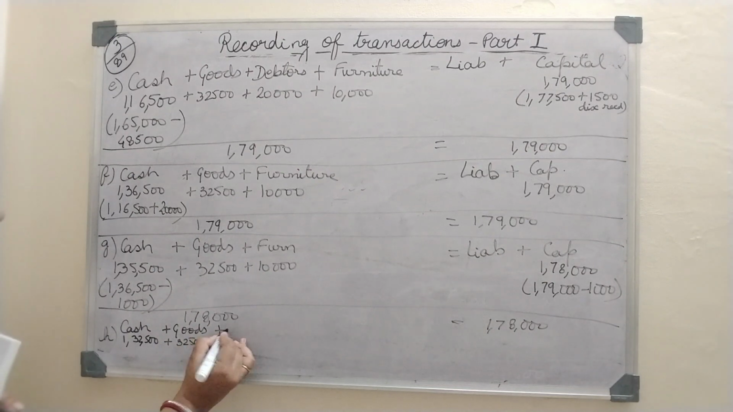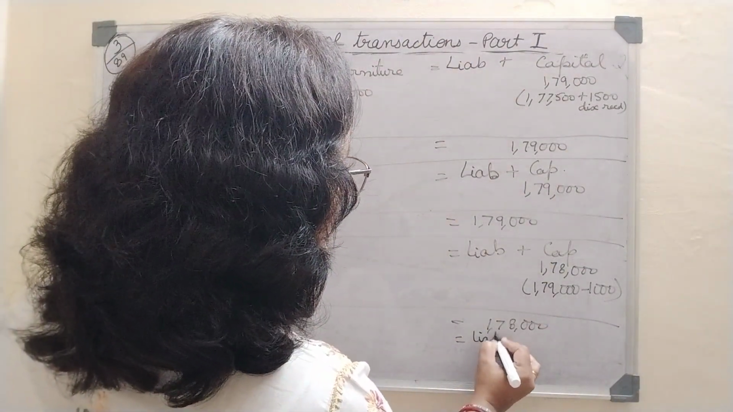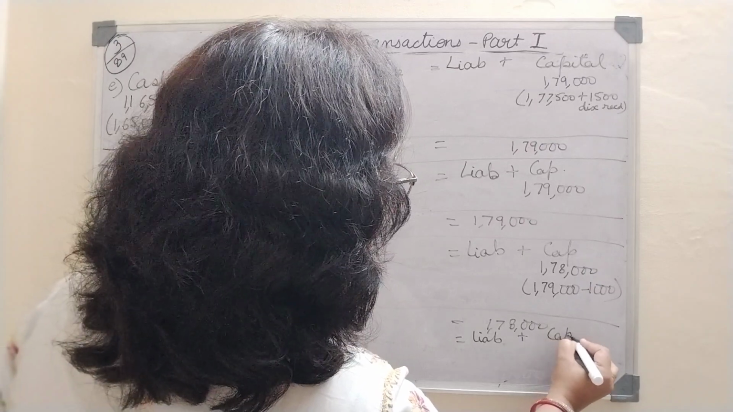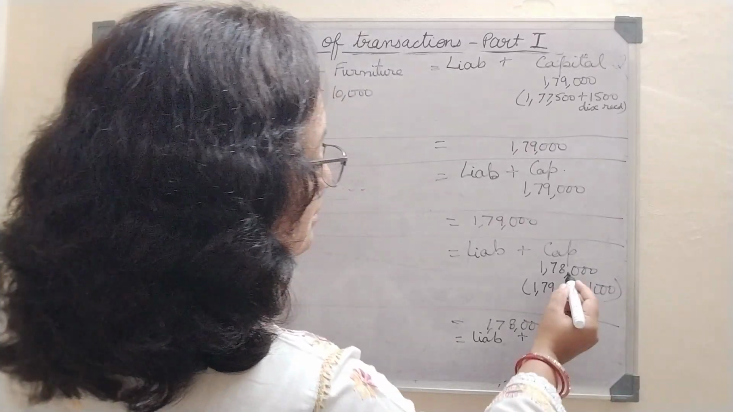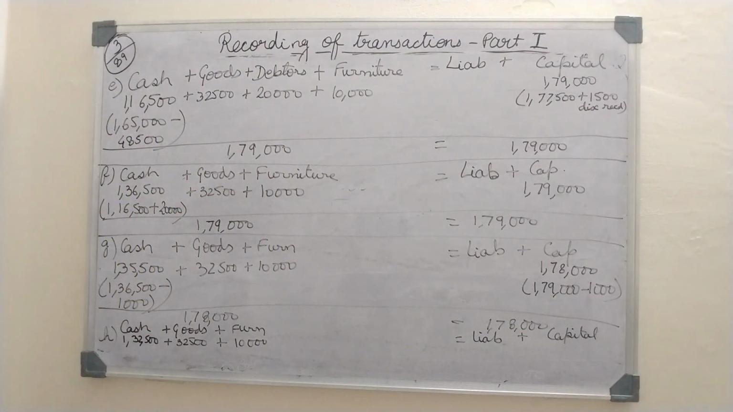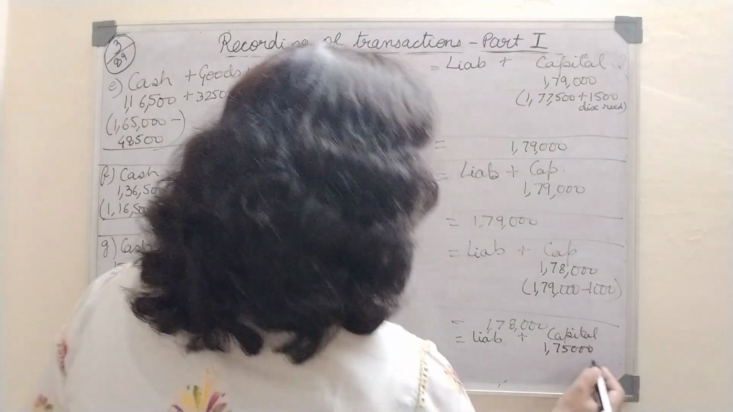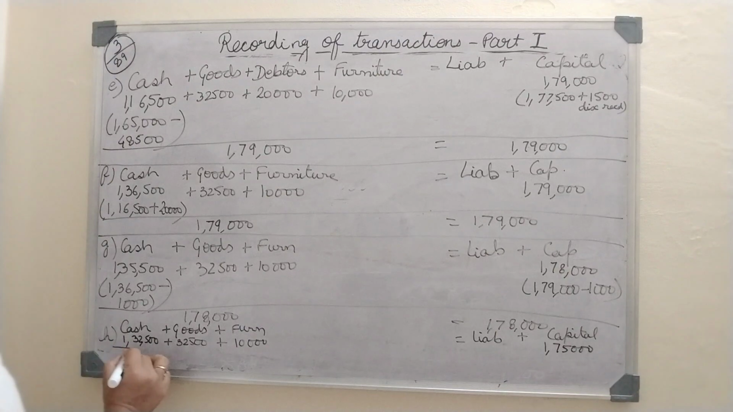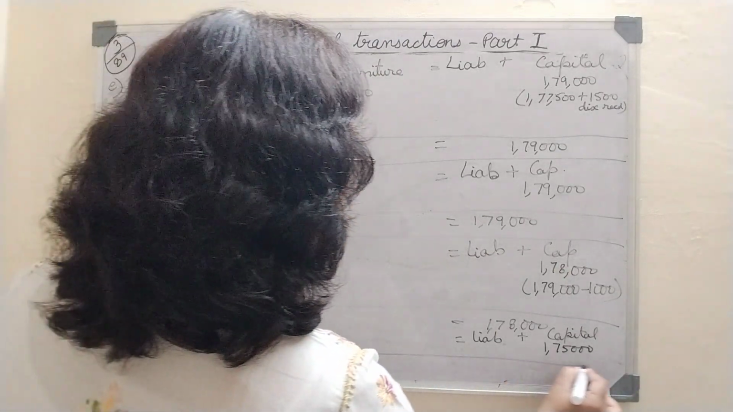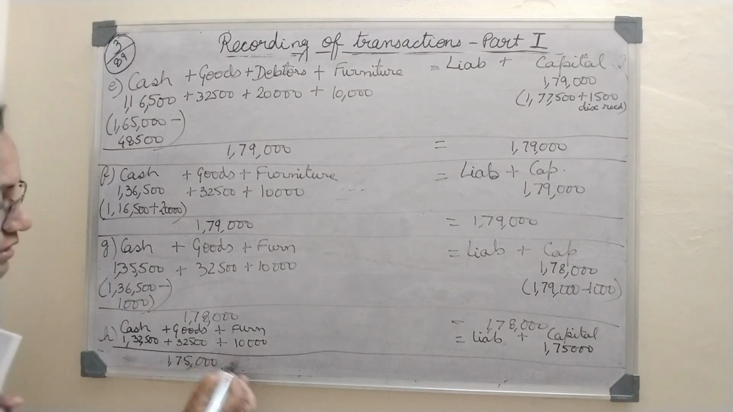Goods will remain the same. Furniture will remain the same. And over here, no liability except capital is there. So capital minus 3000. So 1,78,000 minus 3000 will come to 1,75,000. Okay. So when you subtract 3000 from both the sides, the total comes up to 1,75,000.